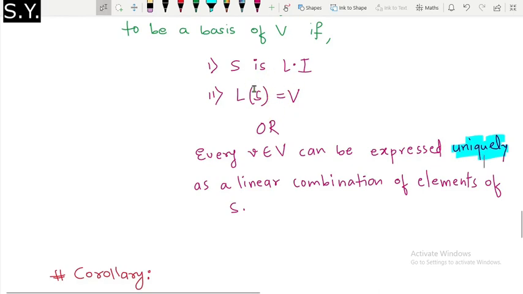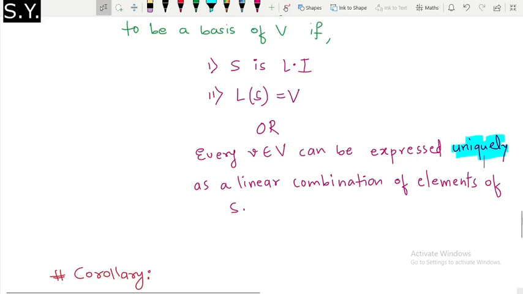Or these two conditions, both the conditions can be combined in one statement only. Every v belonging to V can be expressed uniquely. Okay, so I am adding one more word over here. Since I am adding this one more word, this word is taking care of what? Linear independence. So, can be expressed uniquely as a linear combination of elements of S. So either these two conditions or this only one condition.